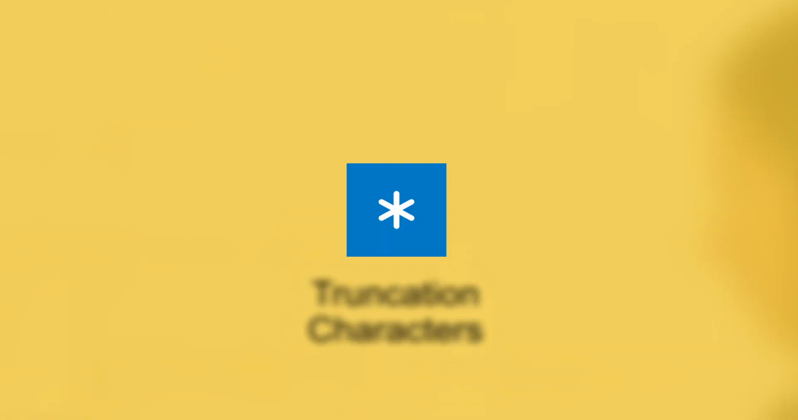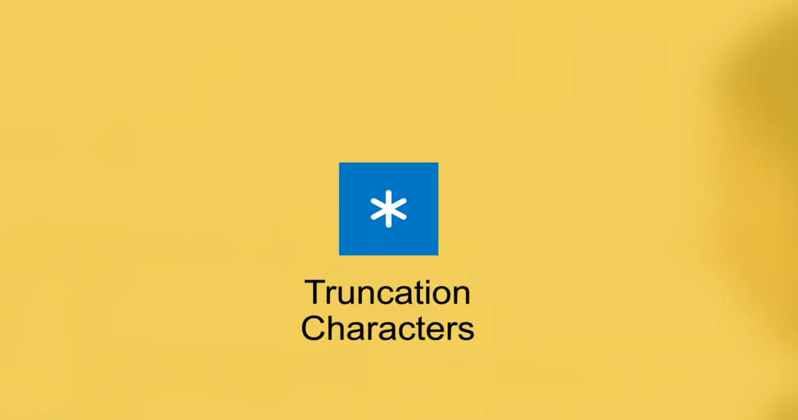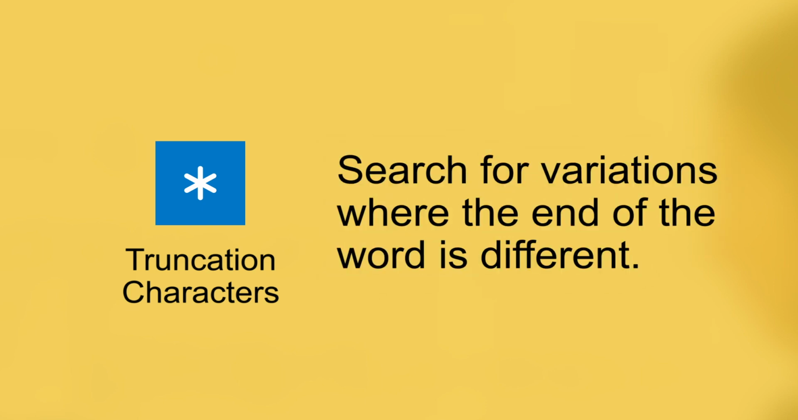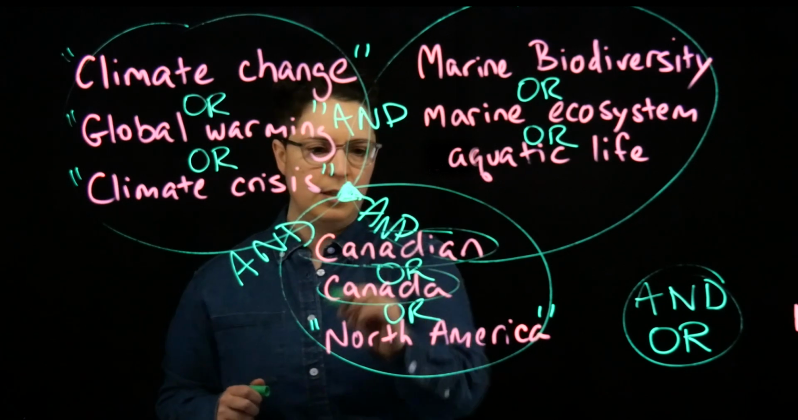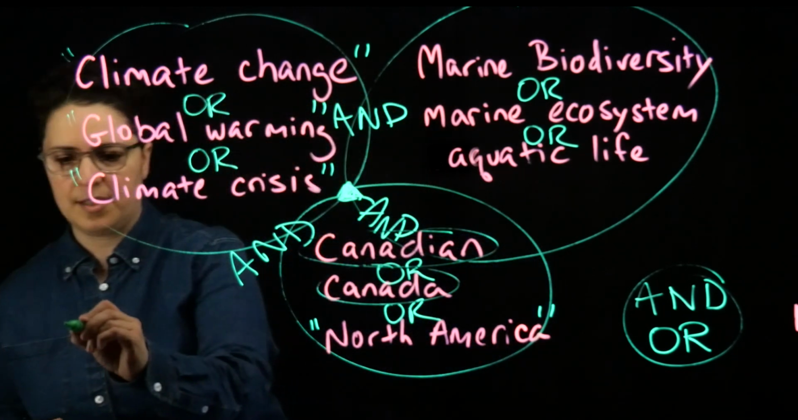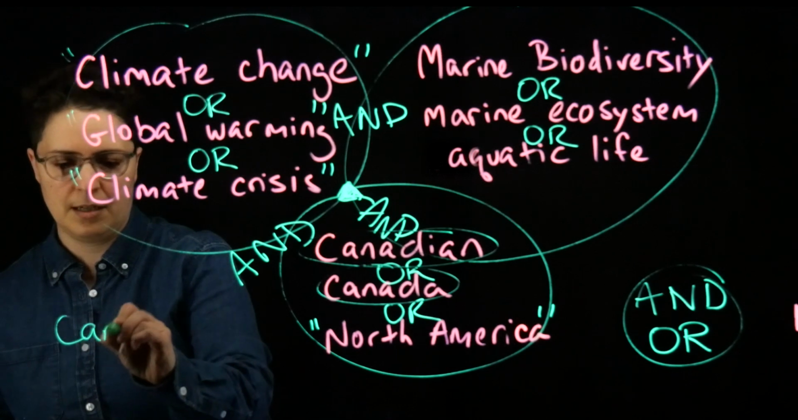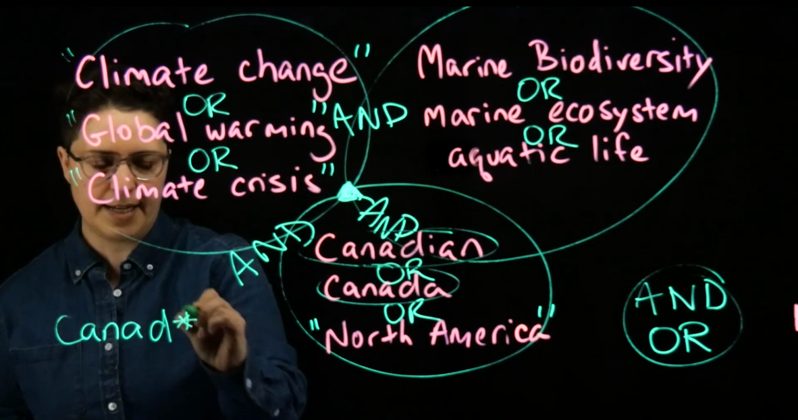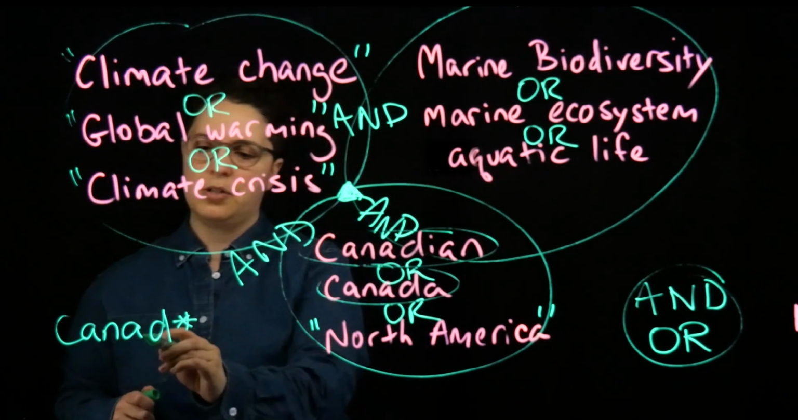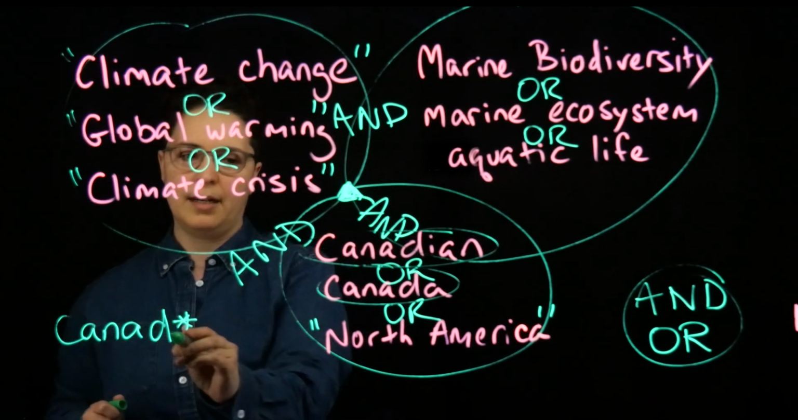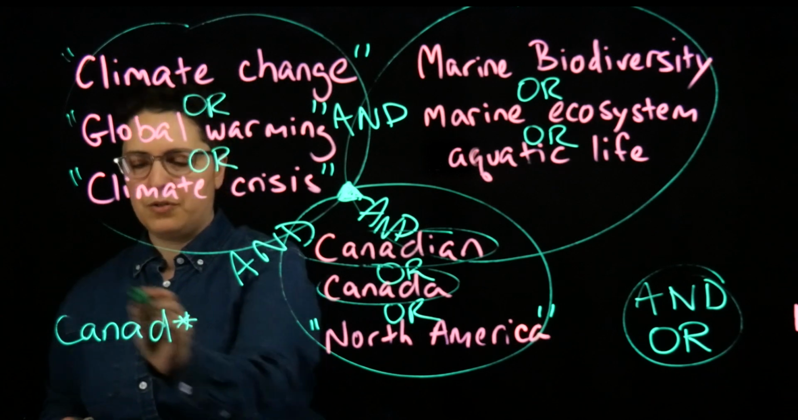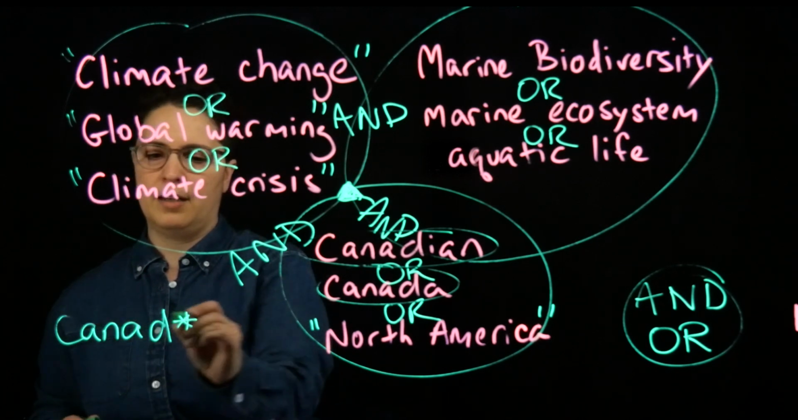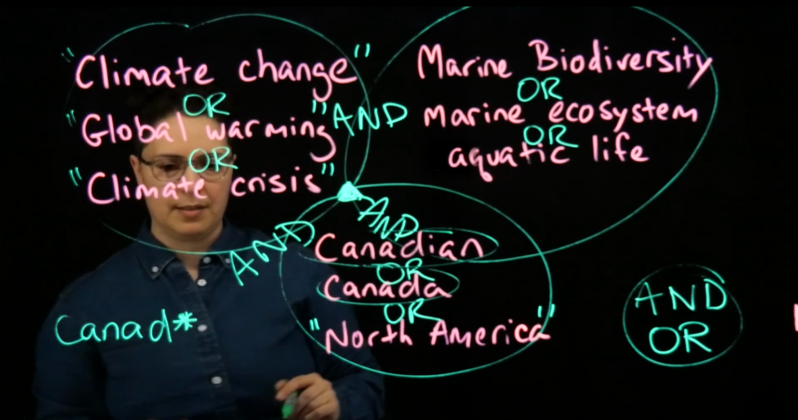Many databases will also let you use what are called truncation characters. Truncation characters let you search for variation on a term where the end of the word is different. For example, Canadian or Canada. You can actually use a truncation symbol, which is an asterisk, like this, and this will return all search results that include the word Canada, Canadian, Canadienne, Canadians, and so you do all that searching with just one word with the little asterisk.